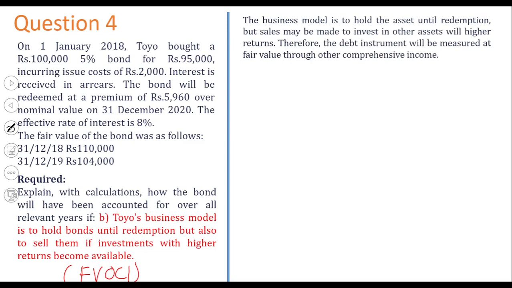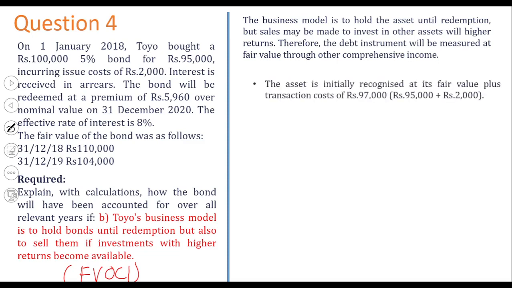The business model is to hold the assets until redemption, but sales may be made to invest in other assets where higher returns are available. Therefore, the debt instrument should be accounted for as fair value through OCI. The asset is initially recognized at fair value plus transaction cost, that we know. Initially, we measure at the 95,000 fair value plus transaction cost, as we did under the amortized cost. When it comes to interest income, remember we recognize the interest using the effective interest rate like we did for the amortized cost.